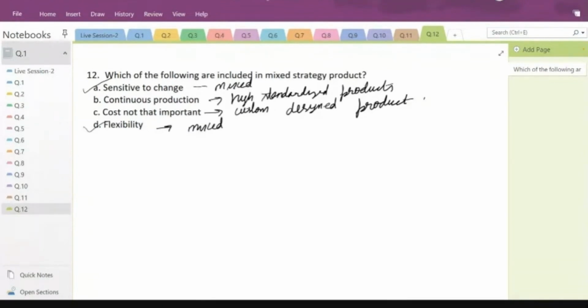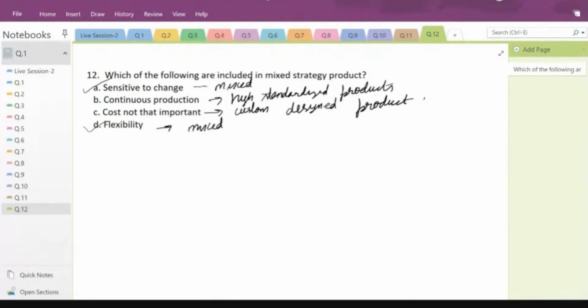See, in a mixed product strategy, we know that we'll have the design changes very fast. To deal with the fast changing design conditions of the moderate volume, moderate variety kind of products, we use the mixed product strategy. With respect to design change, a custom design product is also sensitive to change, but standardized products are not sensitive to change.